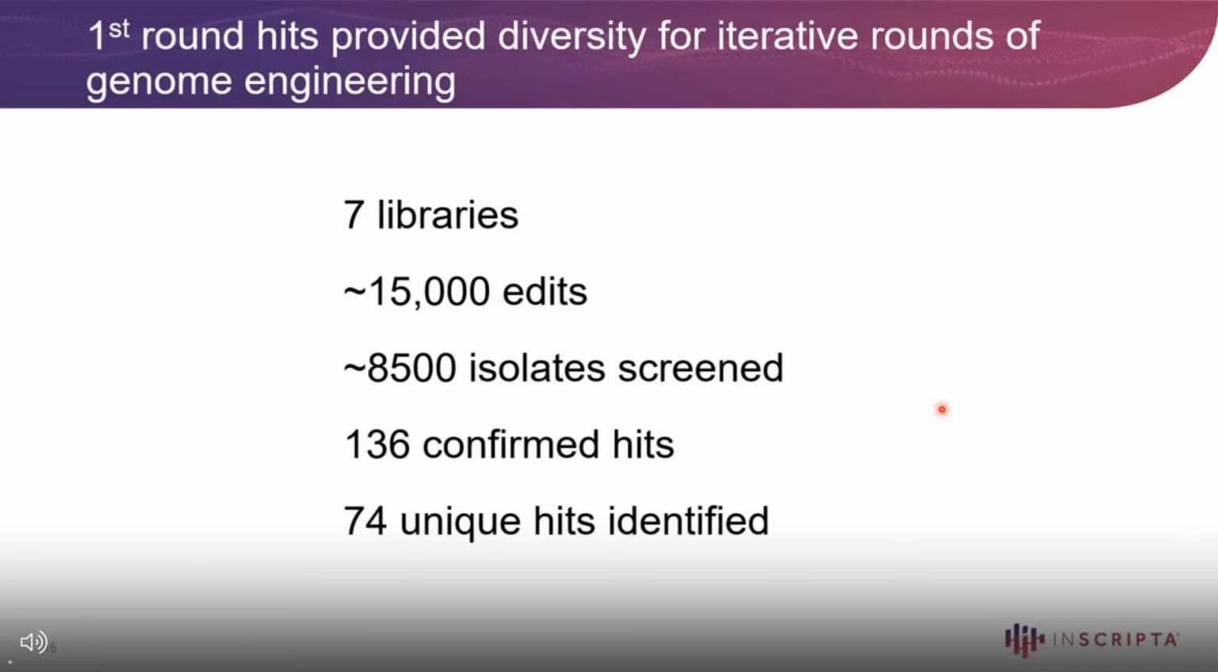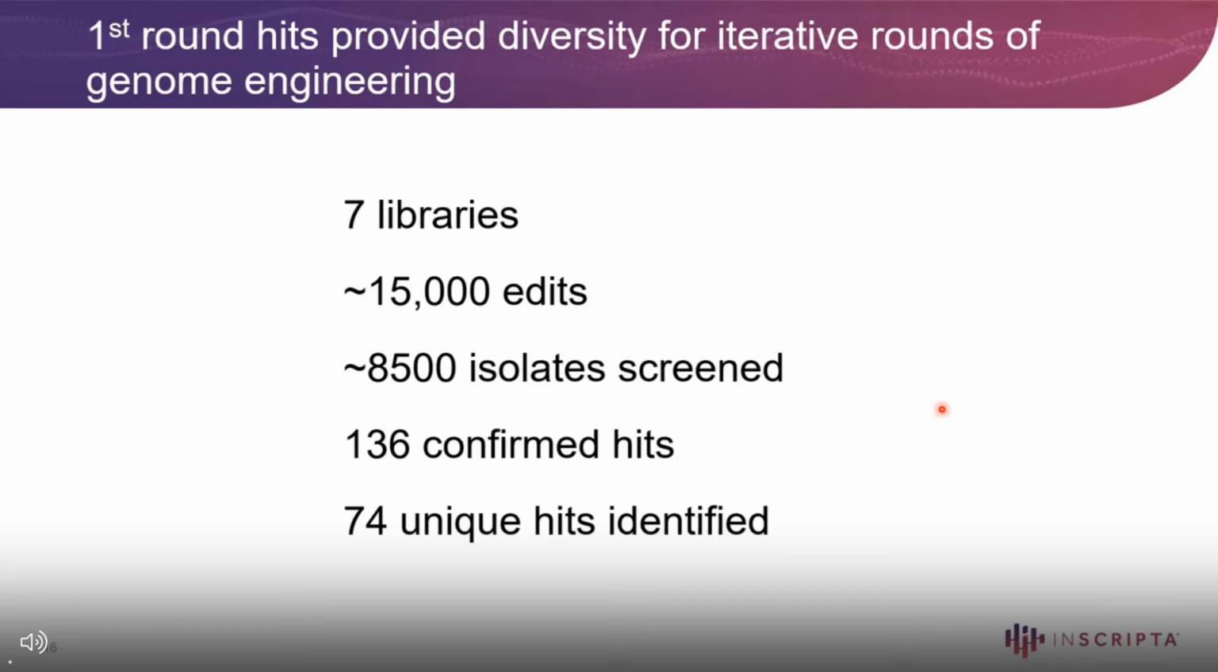So this is a summary of all the first round screening work that was done. As I mentioned, there were a total of 7 libraries. Between those 7 libraries, there were 15,000 different edits targeted, and I screened 8,500 isolates from these different libraries. They were all screened in a primary workflow where each isolate is screened as a singlet.